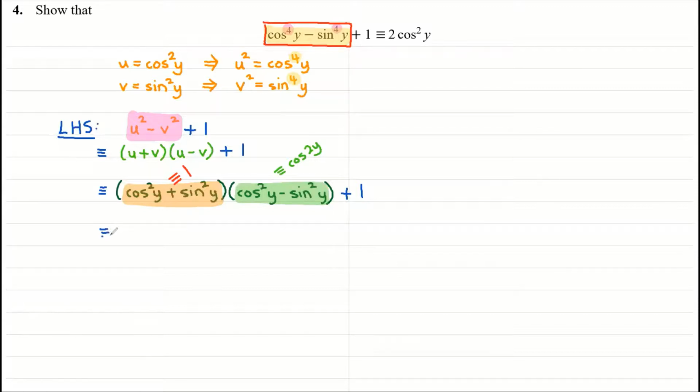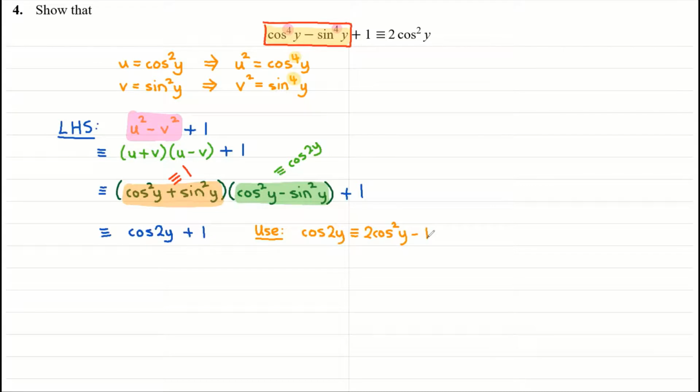So we're going to have 1 multiplied by cos 2y, plus 1. Now, does it look like the right-hand side? Well, not yet. So now we have to consider, how do we get rid of the cos 2y and replace it with a cos squared y? Well, the answer should be obvious. Now we've done a few of these, we know we can use the following double angle identity. So we're going to use cos of 2y is identical to 2 cos squared y subtract 1.